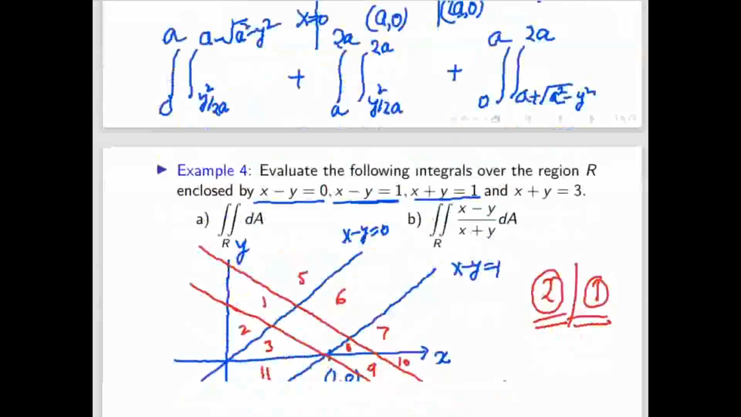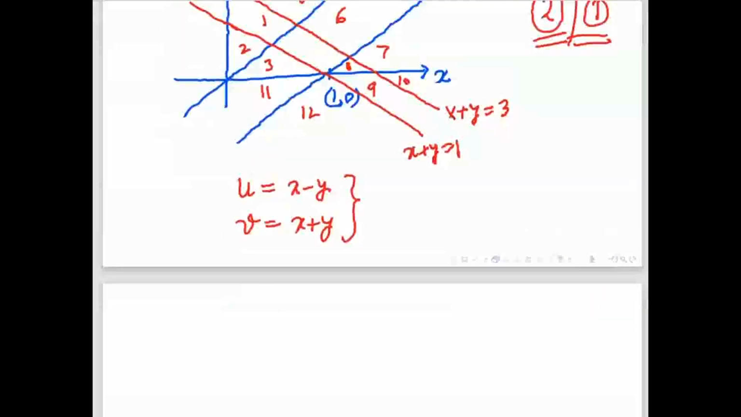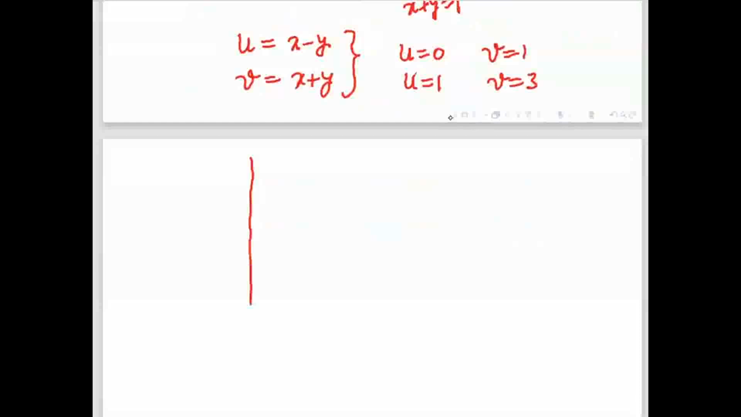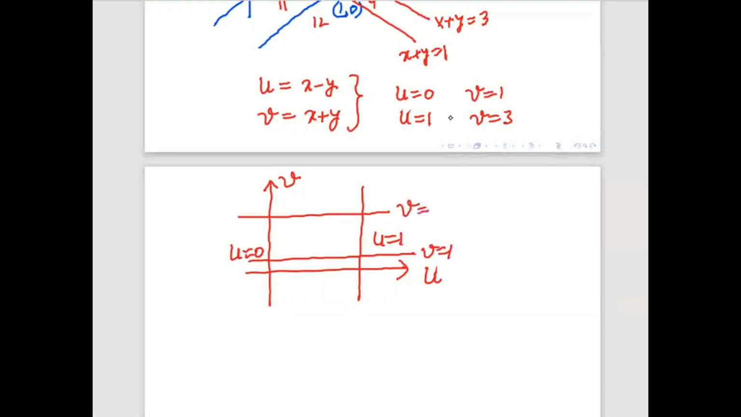then these all 4 equations will become u equal to 0, u equal to 1, v equal to 1 and v equal to 3. And if you draw this same picture in the UV plane, suppose this is the u axis, this is the v axis. So u equal to 0 is this line, this is u equal to 1, this is v equal to 1 and this is v equal to 3. So this is the transformed region of the original region in the UV plane.